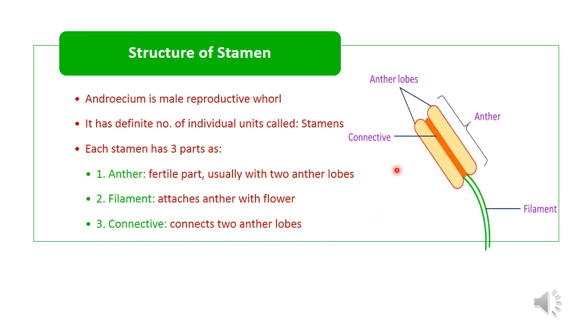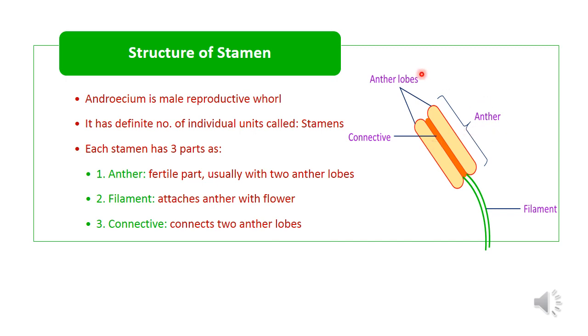Now we will discuss the structure of a typical stamen. As you can see in the diagram, each stamen is divided into three basic parts. The first is anther, the second is filament, and the third is connective. The anther represents the fertile part of the stamen, which means it consists of the sporogenous tissue that will develop into the functional pollen grains.